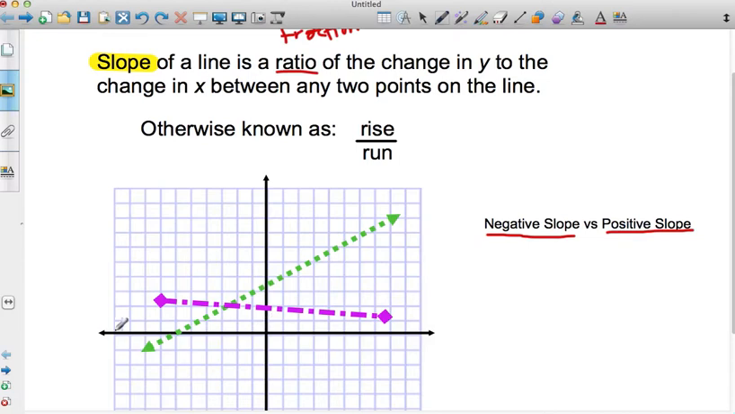This green one, as I read from left to right, I end up going up, up, and up. So since it's going upwards, this green one has the positive slope. This pink one, as I go from left to right, is going down. We call that then the negative slope.